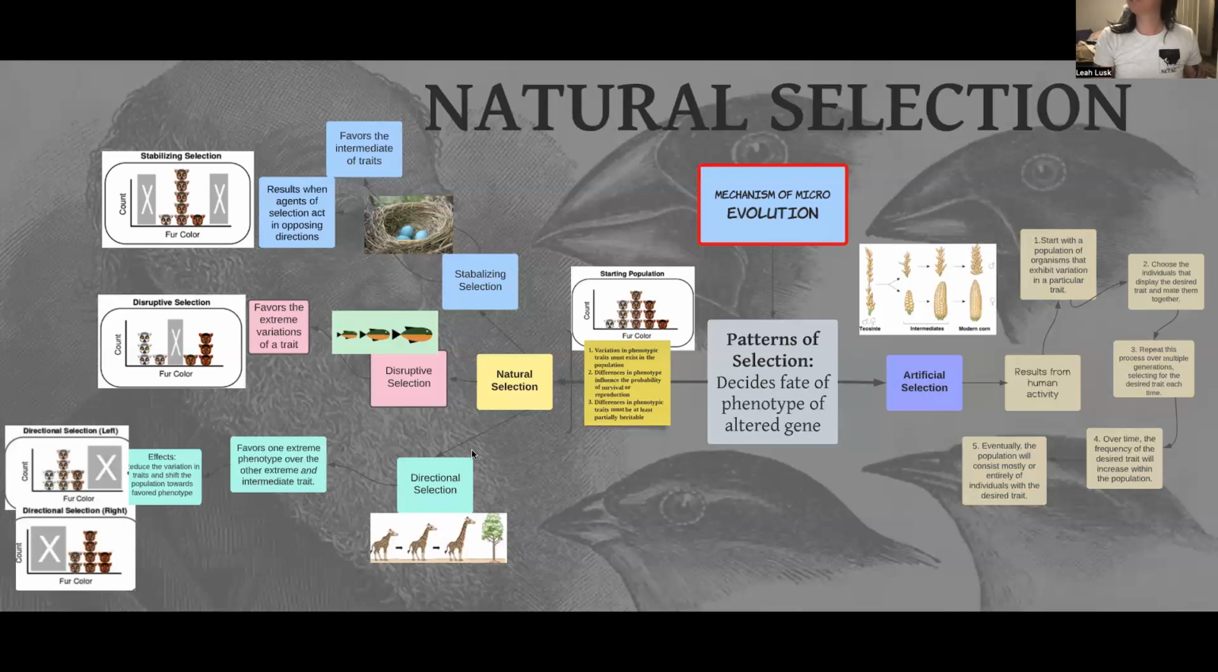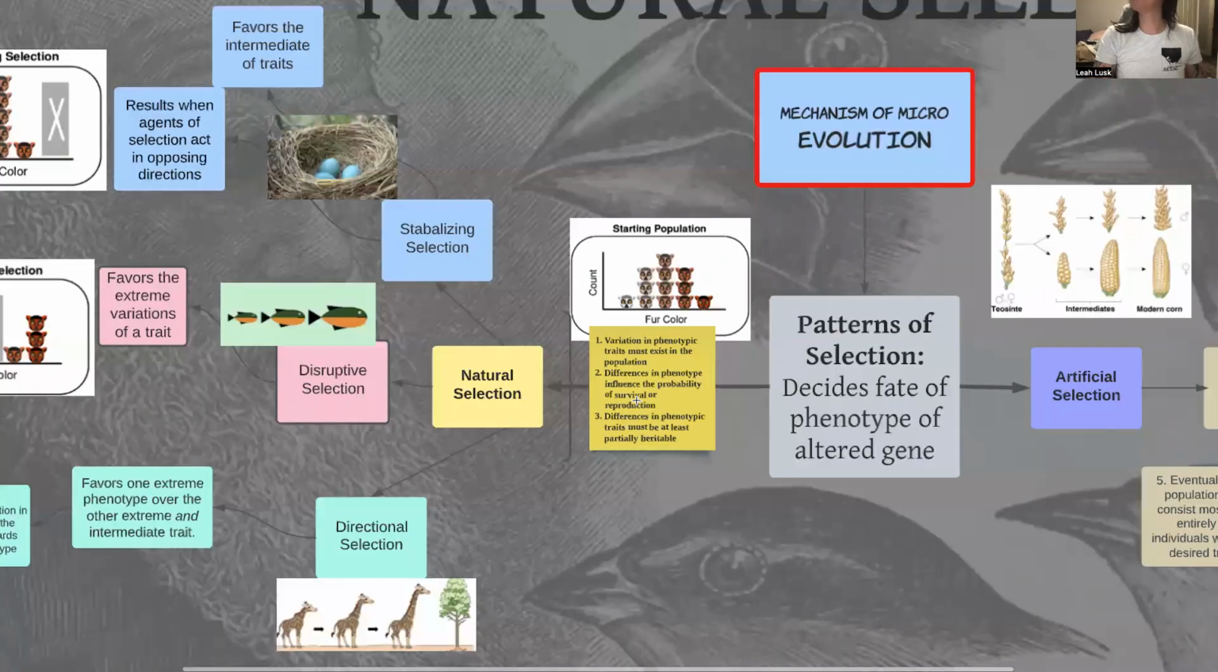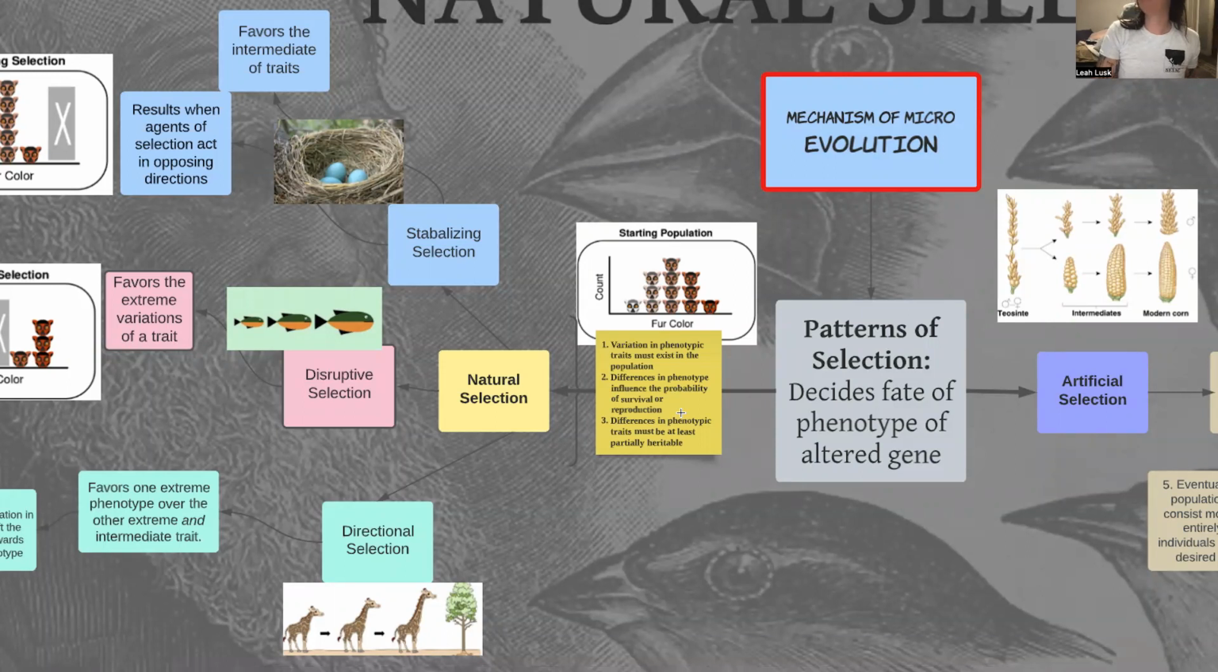And first, we're going to need three conditions. Variation in phenotypic traits must exist in the population. That makes sense. Differences in phenotype influence the probability of survival or reproduction, and differences in phenotypic traits must be at least partially heritable.